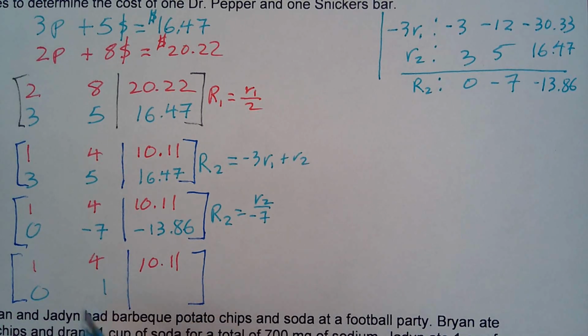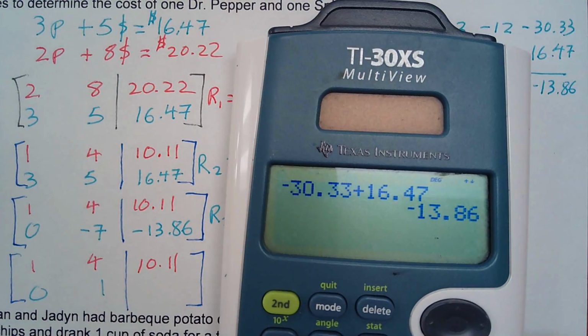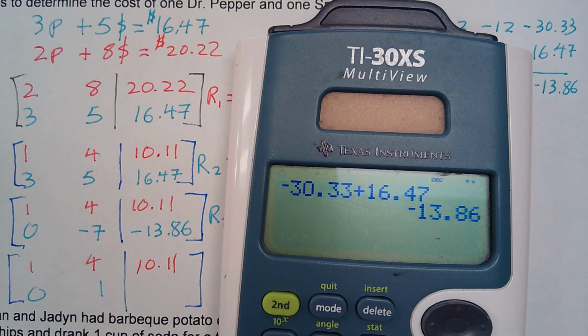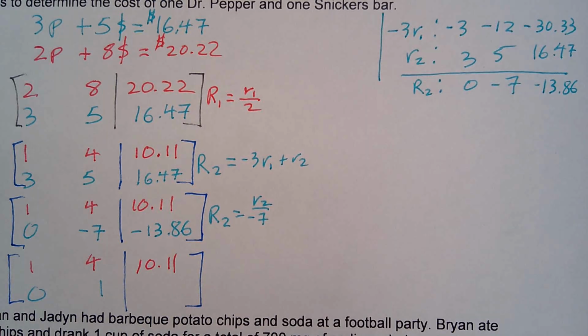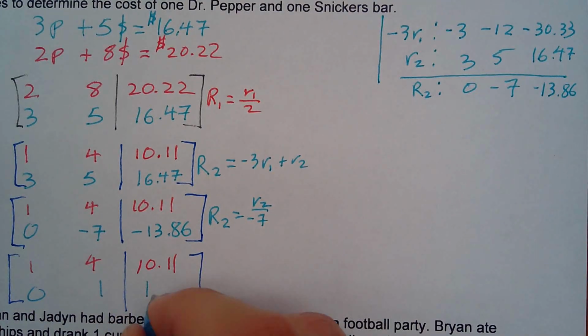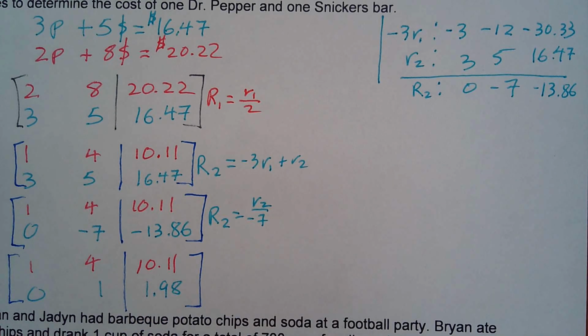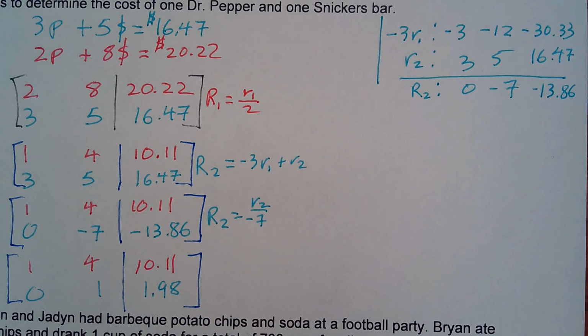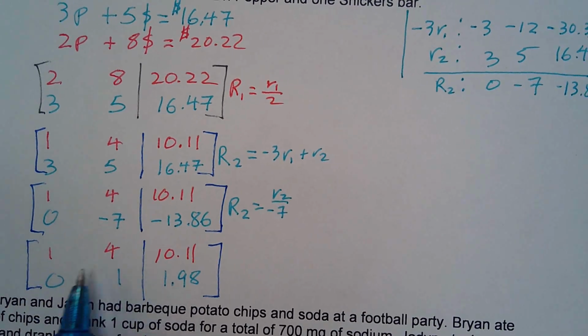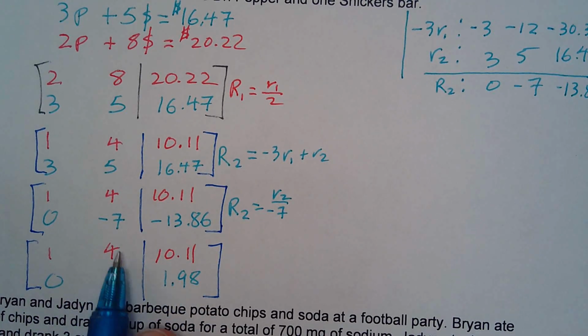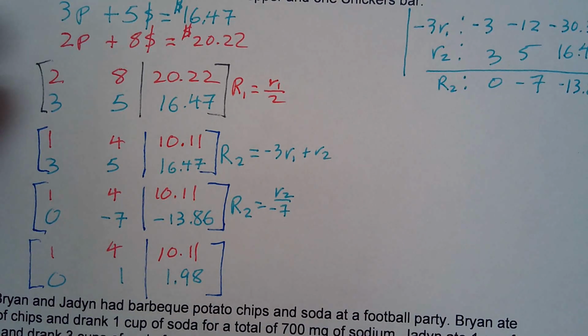So that gives us 1. Well, I already got the number. Let me just divide that by -7. $1.98. And now the last thing I need to do is get a 0 here. I have to multiply everything in row number 2 by the opposite of this 4 and add it to row 1.